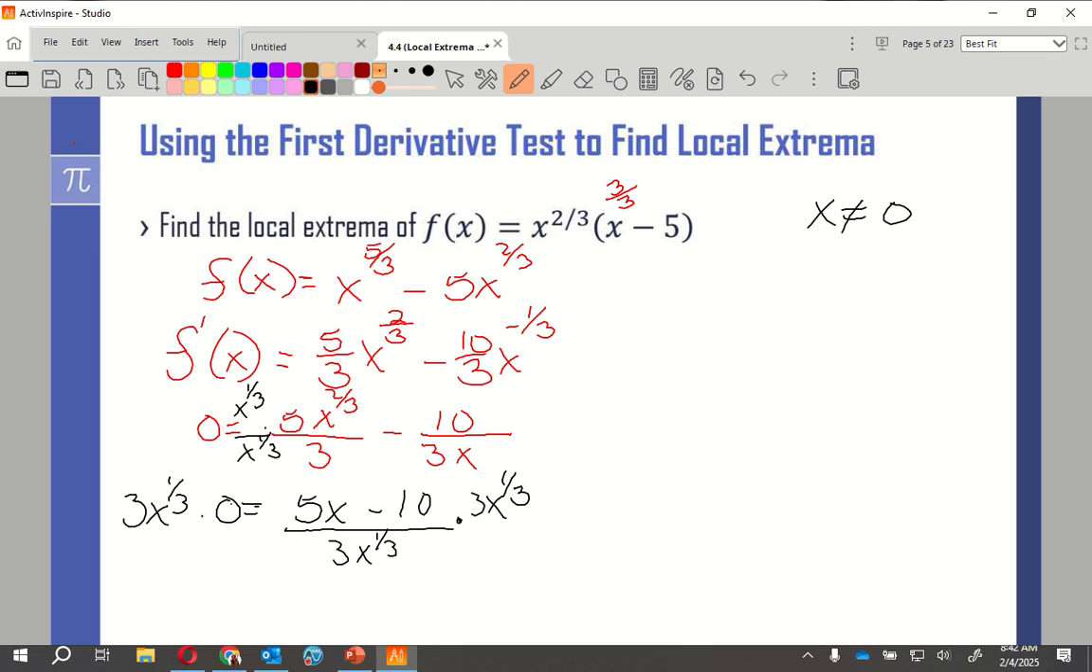And so that's going to give me 0 equals 5x minus 10. So therefore, x equals what? 2. So x equals 2. So I have two critical numbers. One where my derivative is going to be undefined, and the other one is where it should be equal to 0. So, number line this.